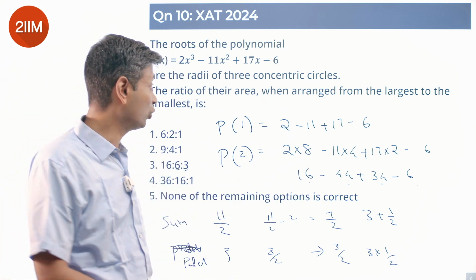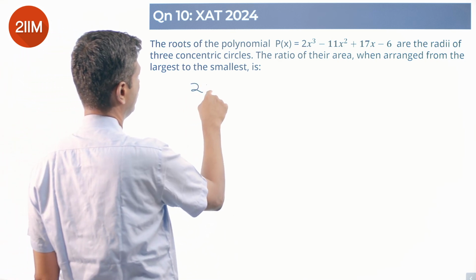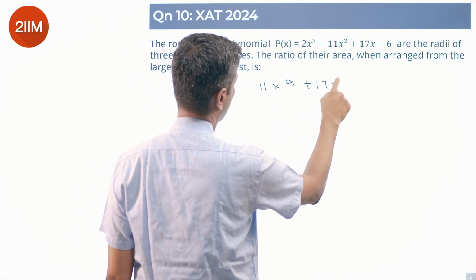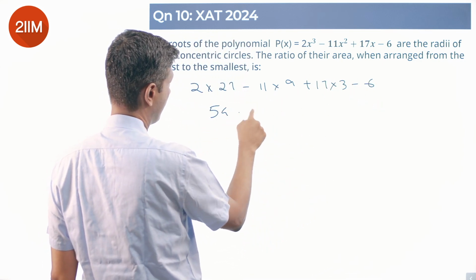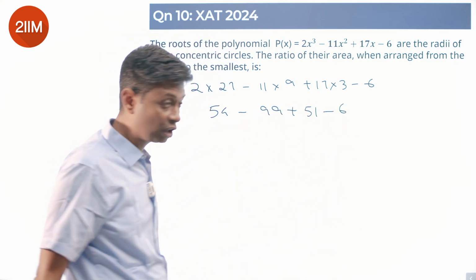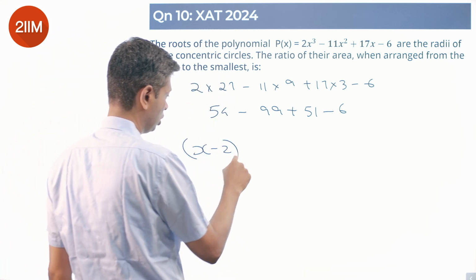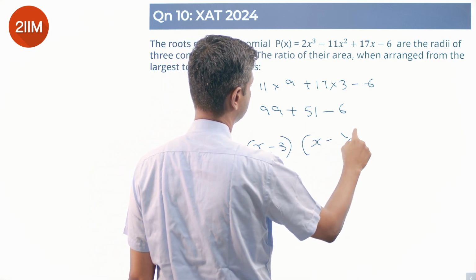It's a pain. I'm going to substitute for 3. If 3 works, I'm going to take it for granted that this will work. 2 into 27, minus 11 into 9, plus 17 into 3, minus 6. 54 minus 99 plus 51 minus 6. Yeah, 3 works. So this expression is x minus 2 into x minus 3 into x minus half.